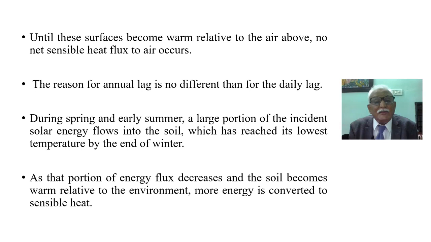The reason for the annual lag is no different from that of the daily lag. In annual seasons, there may be winter season, summer season, spring season, and so on. During the spring and early summer, a large portion of the incident solar energy flows into the soil. Naturally, during the summer, large energy goes into the soil, which has reached its lowest temperature by the end of the winter. Soil acts as the source during the summer.